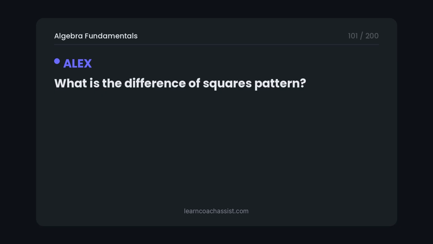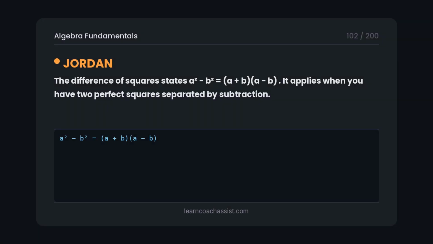What is the difference of squares pattern? The difference of squares states a^2 − b^2 equals (a + b)(a − b). It applies when you have two perfect squares separated by subtraction.